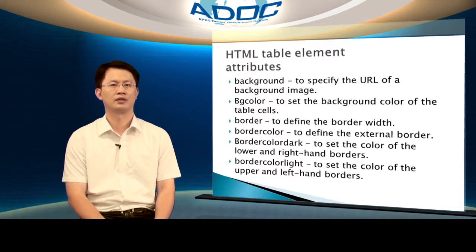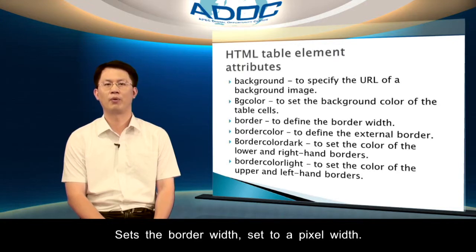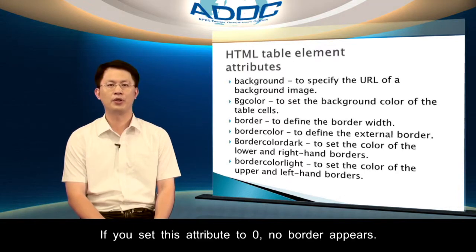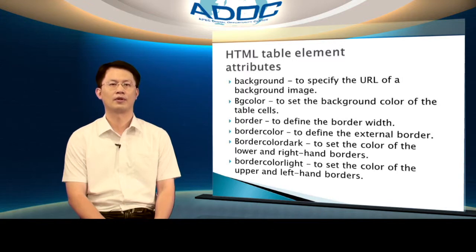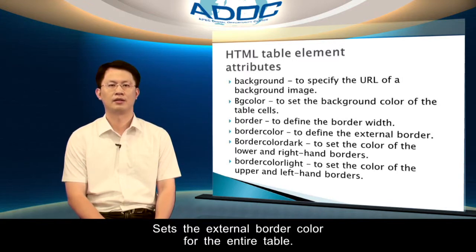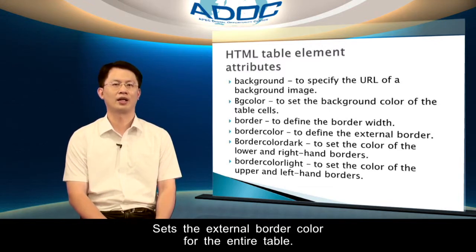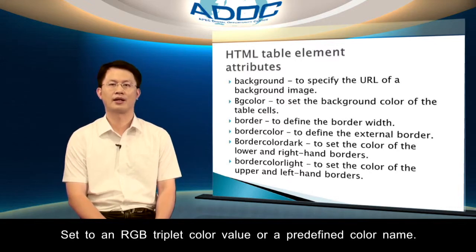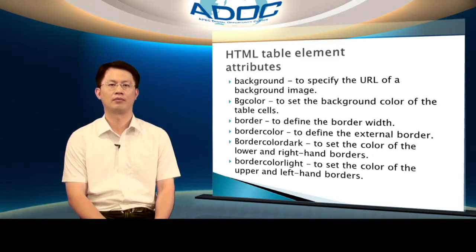Border. Set the border width. Set to a pixel width. If you set this attribute to 0, no border appears. And bordercolor. Set the external border color for the entire table. Set to an RGB triplet color value or a predefined color name.